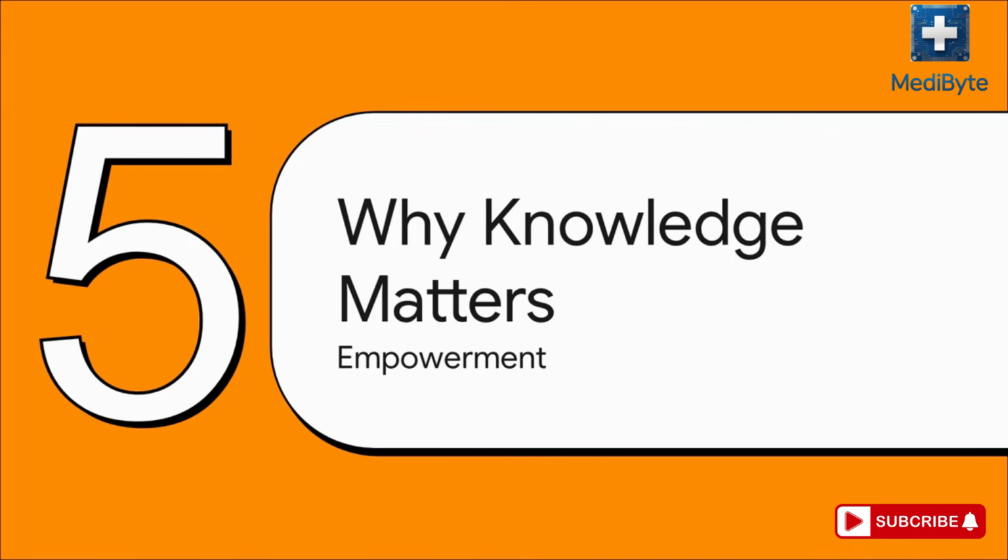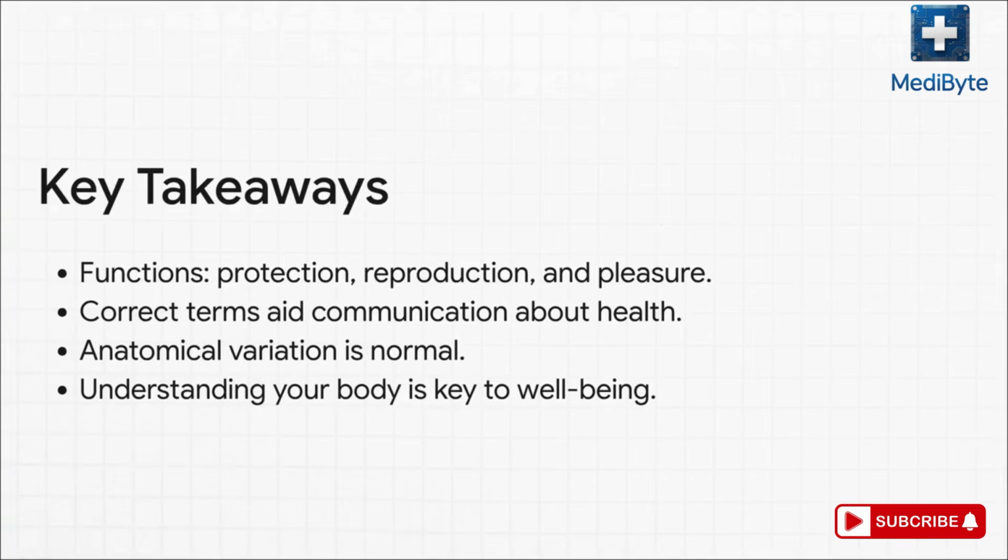Wow. Okay, we've covered a lot of ground, haven't we? From the outermost structures all the way to the internal connections. So now, let's bring it all home and talk about why knowing all of this is so incredibly important. So what are the big takeaways here? Well, first, remember that the external genitals have those 3 key jobs: protection, reproduction, and pleasure. Second, knowing the correct terms is so important for talking clearly with your doctor about your health. A huge one is remembering that all bodies are different, and anatomical variation is totally normal.